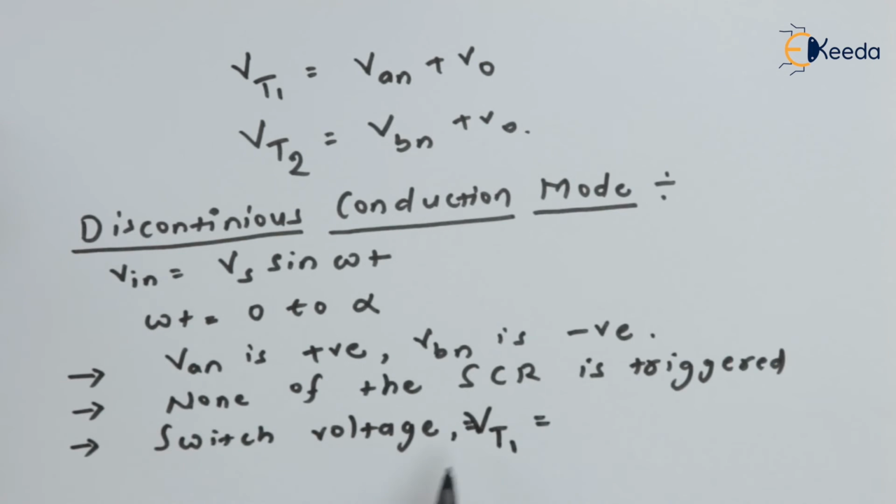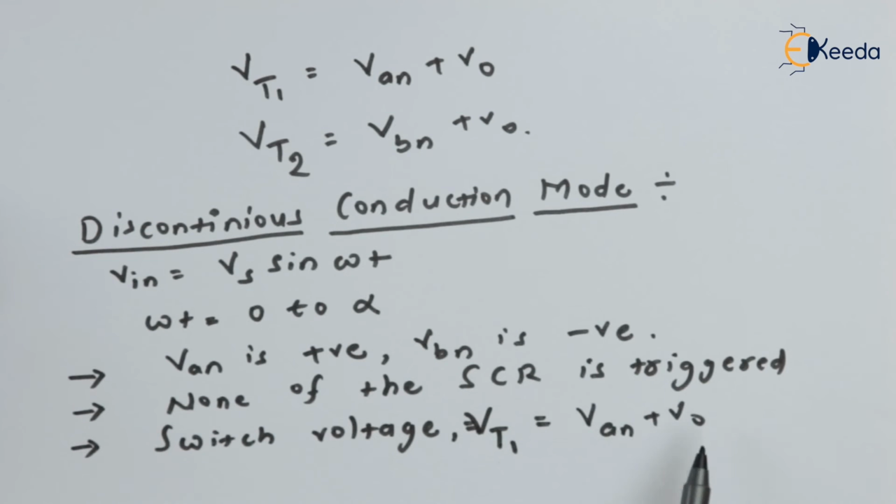the switching voltage Vt1 will be equal to VAN plus V naught. As you all can see friends, the thyristor 1 voltage, or the switching voltage of the thyristor, will be equal to VAN plus V0, where V0 is the output voltage and VAN is the input voltage.